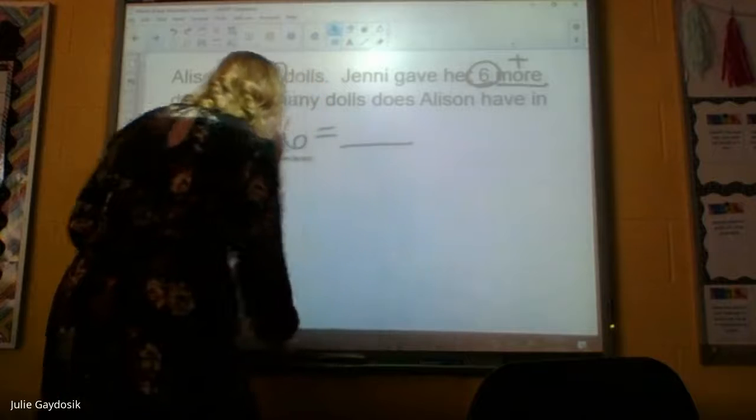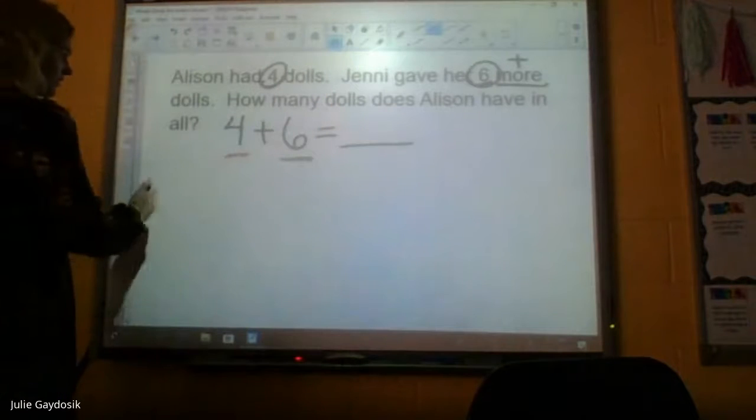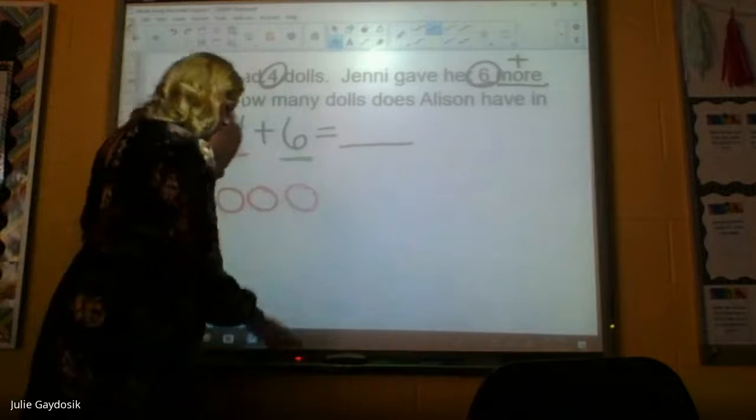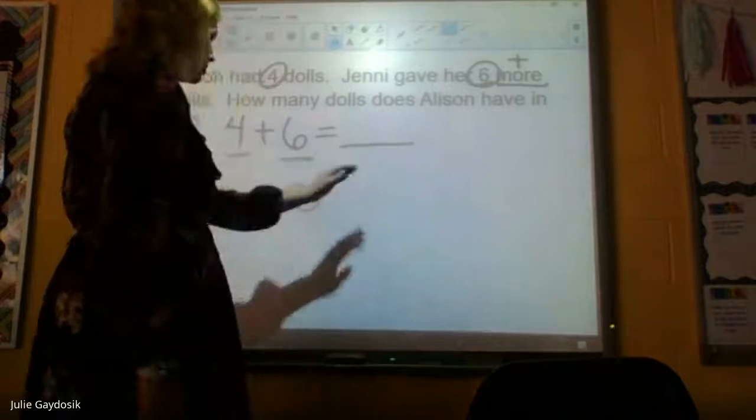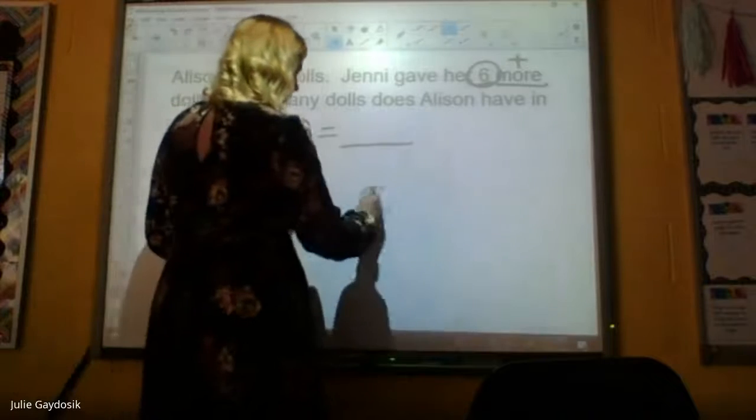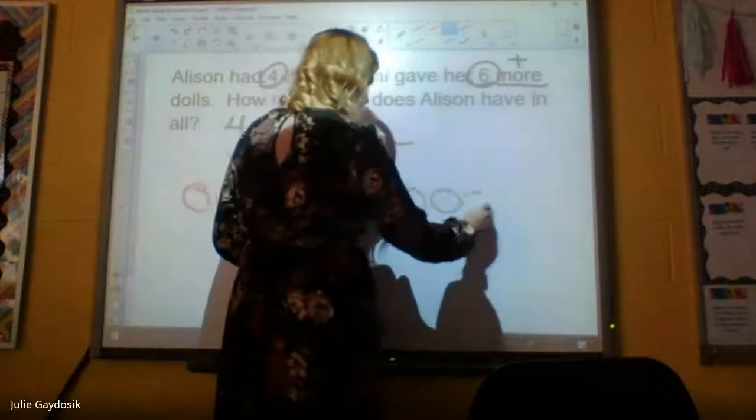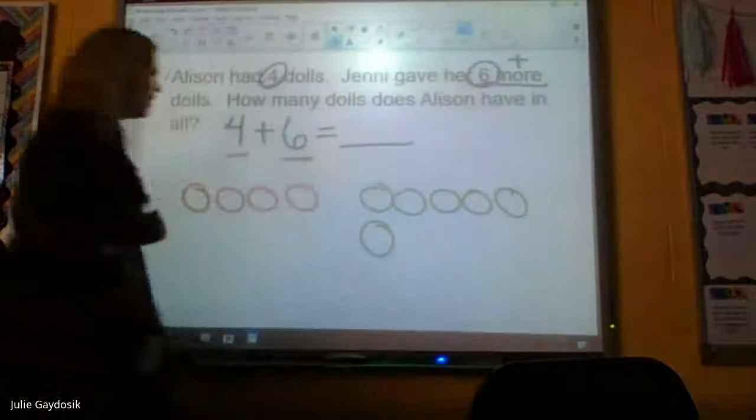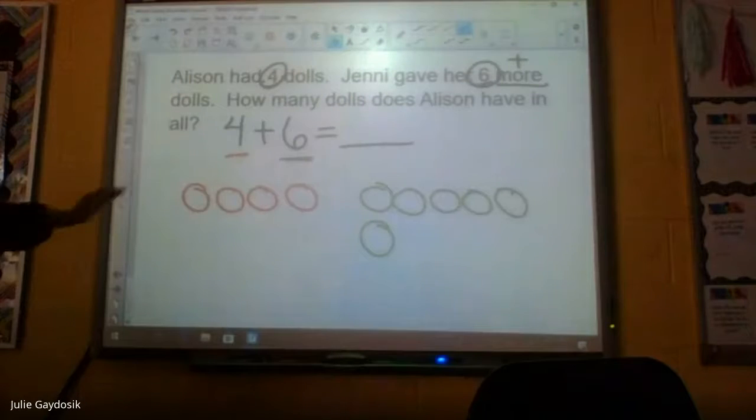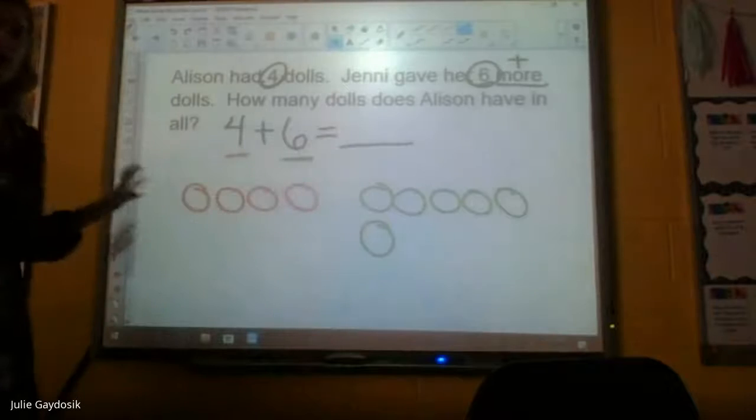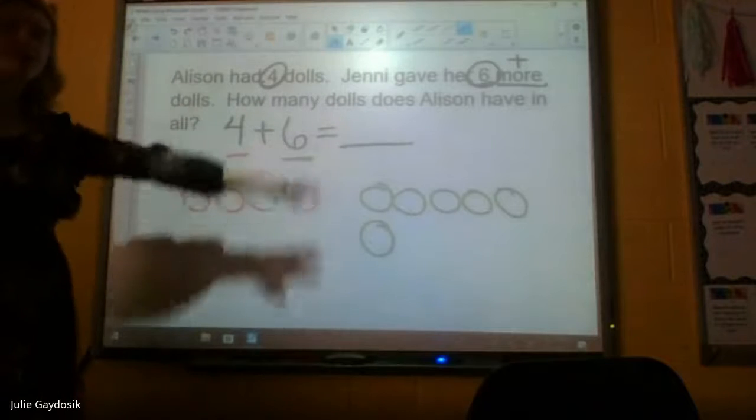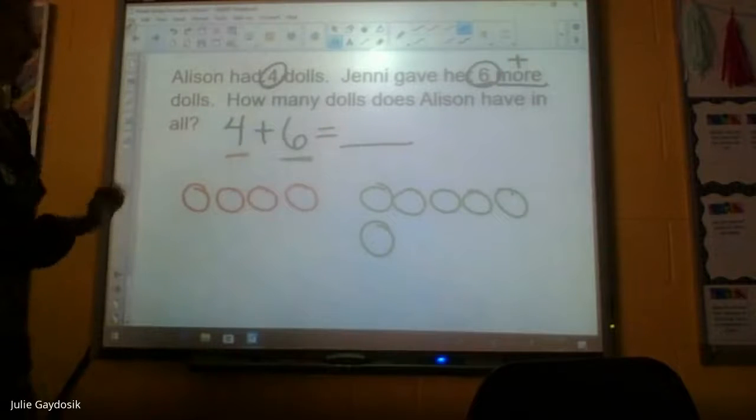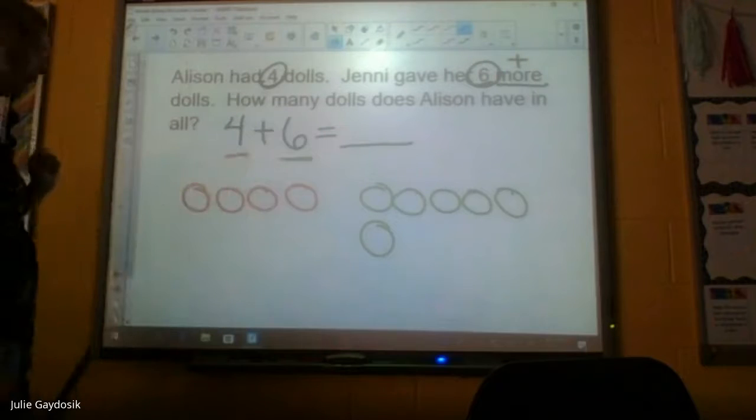So my first number is 4, so I'm going to draw 4 circles. 1, 2, 3, 4. Then I'm going to draw 6 circles. 1, 2, 3, 4, 5, 6. Then I'm going to count how many I have in all. I want to know how many there are total. How many total circles there are here that represent the dolls, right? How many total dolls does she have?